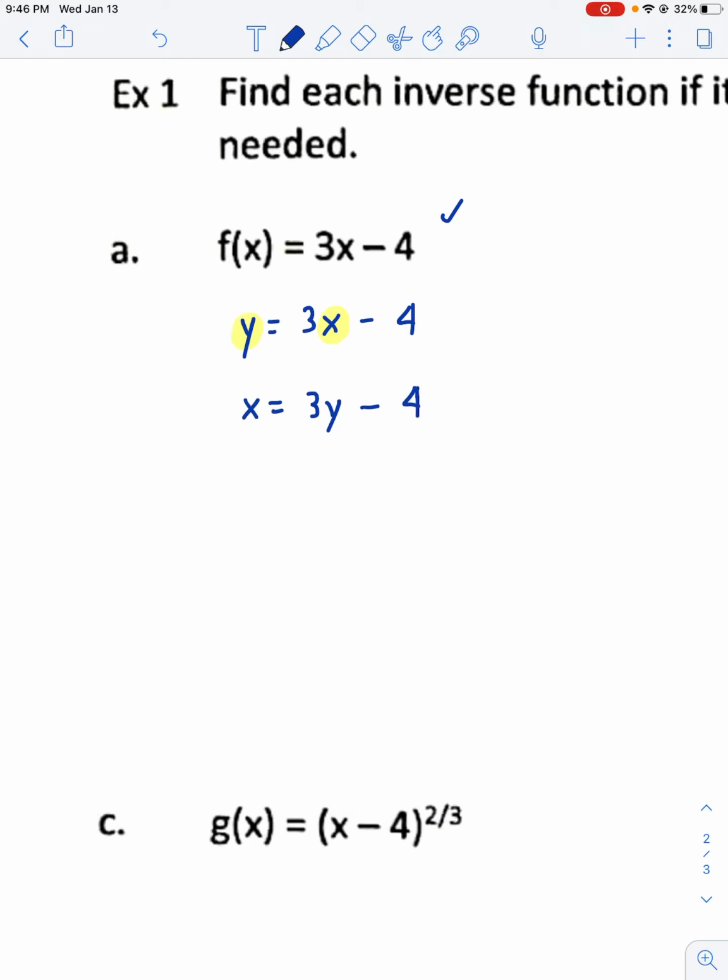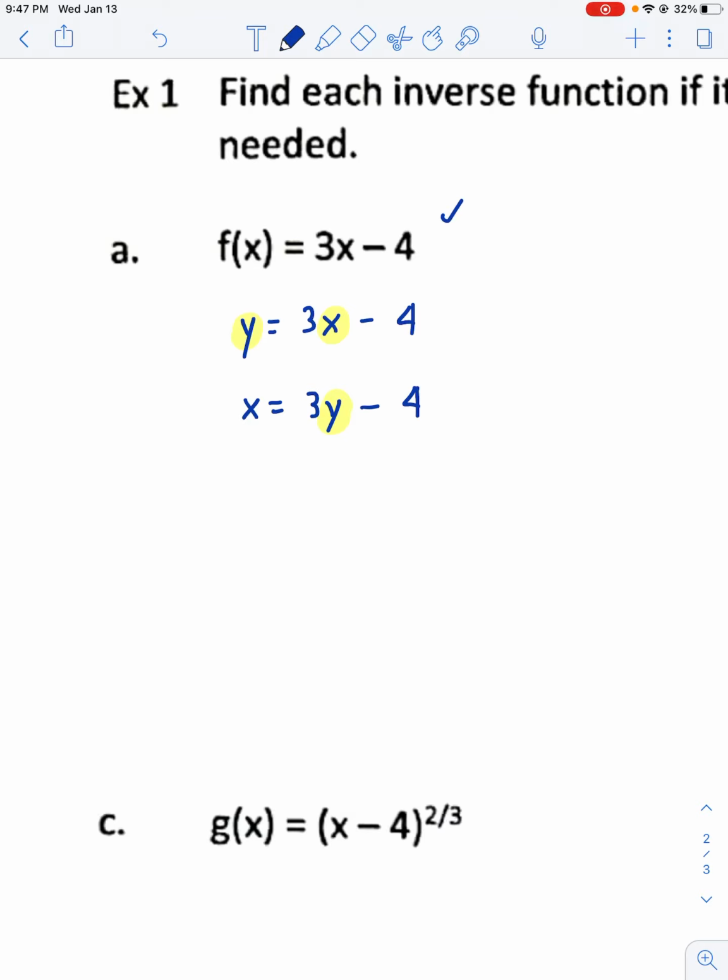Now, why in the world would I do that? Because if I now go through the process of getting this new y alone, it's going to undo what my original function did. And that is what an inverse function is. It undoes the original function. So how would I do this? How would I solve for y?